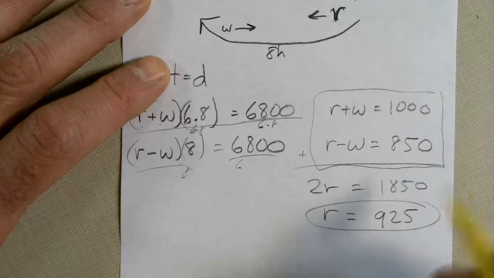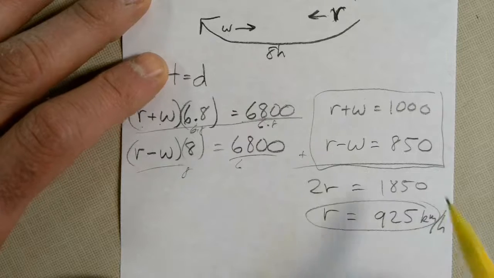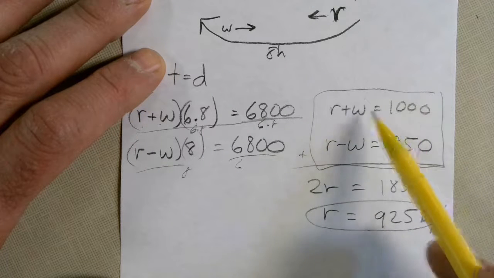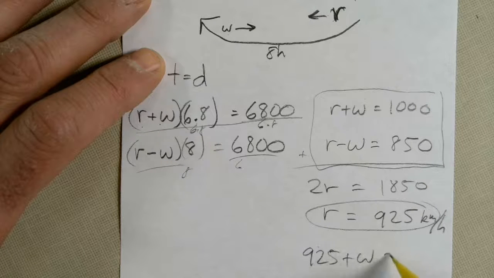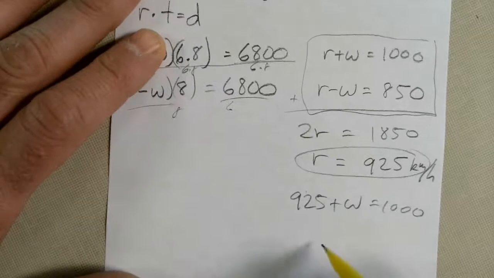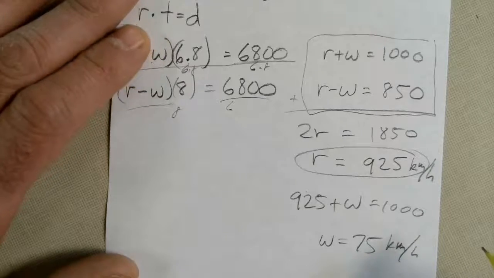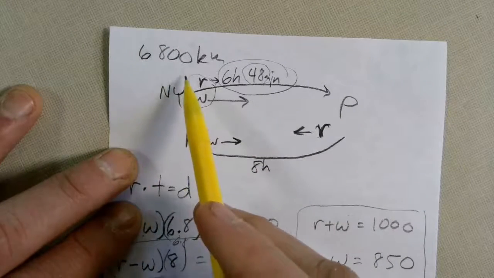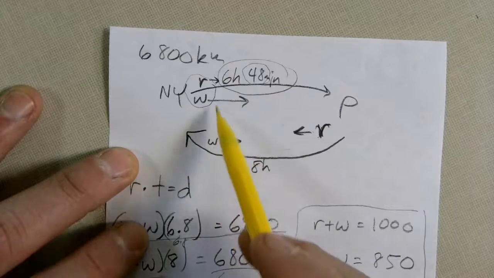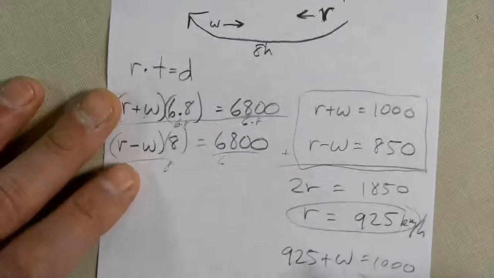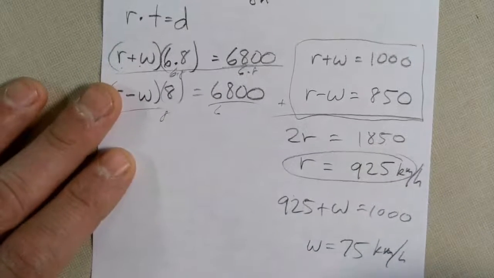So we know that R is the speed of the jet, kilometers per hour. Then all we need to do is plug it back up into here, and we get that the wind speed, 925 plus W equals 1,000. So W has to equal 75 kilometers per hour. The original problem asked, given the 6,800 kilometer distance between New York and Paris and the time there and the time back, what's the speed of the jet? Well, we found out the speed of the jet is 925 kilometers per hour, and the speed of the wind is 75 kilometers per hour.